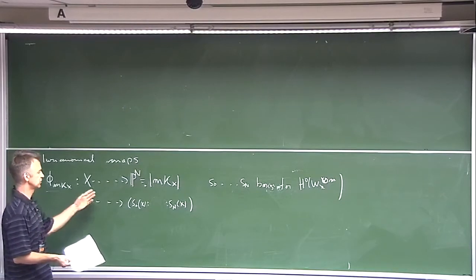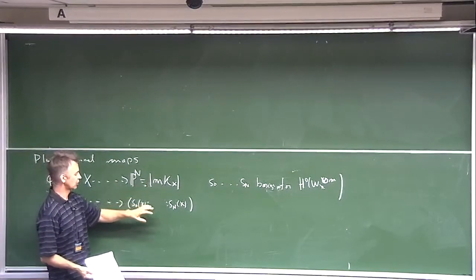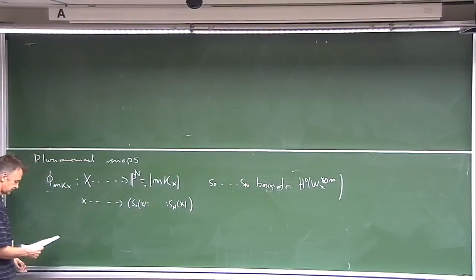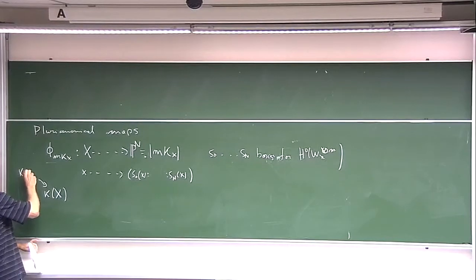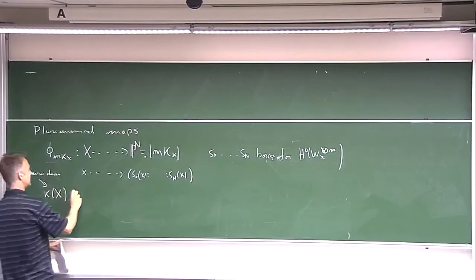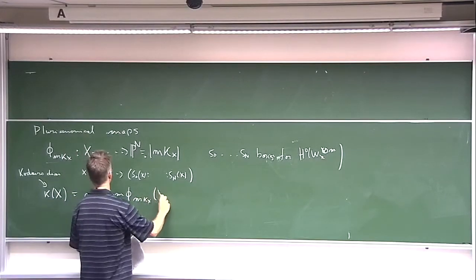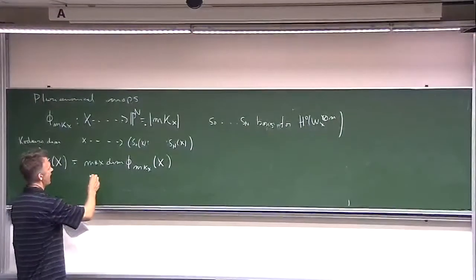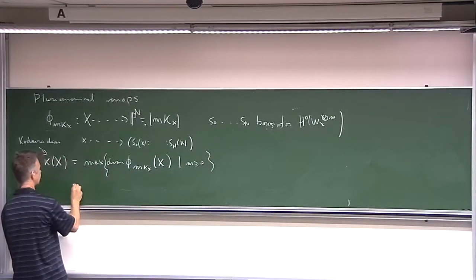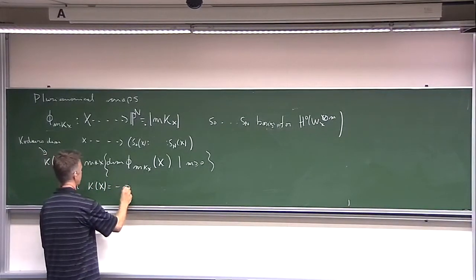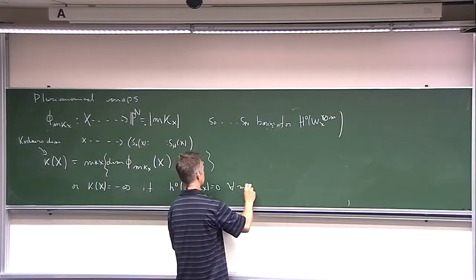And when you go from one coordinate chart to another, the transition functions of the pluricanonical line bundle don't matter because you're landing in projective space. So this is just the usual notation. The Kodaira dimension is the maximum of the dimensions of phi_{mK_X}(X), assuming that these maps are defined at least for some m. If they're never defined, we say that kappa(X) is minus infinity, if h^0 of mK_X is equal to 0 for every m greater than 0.